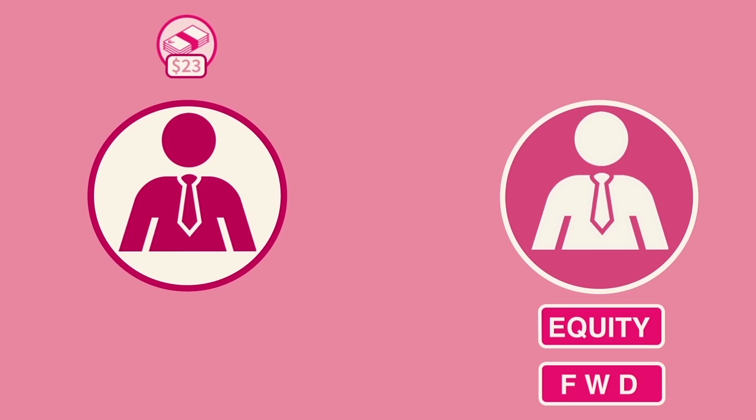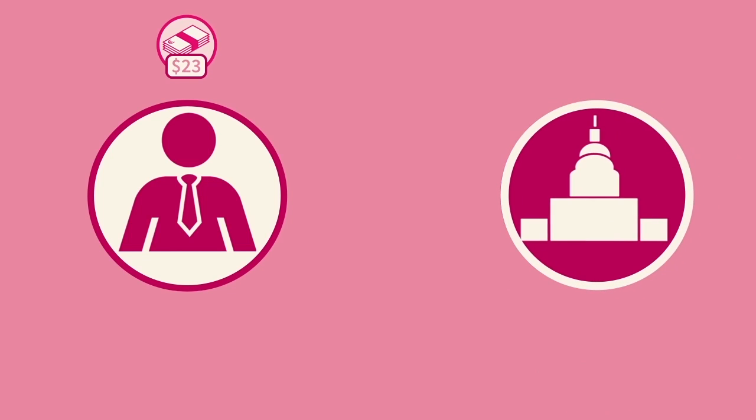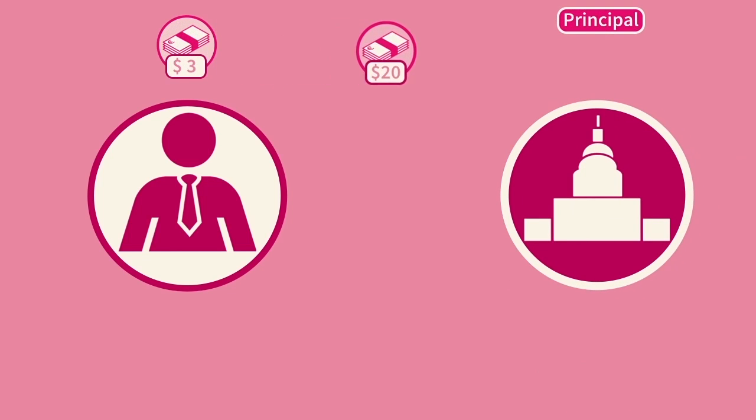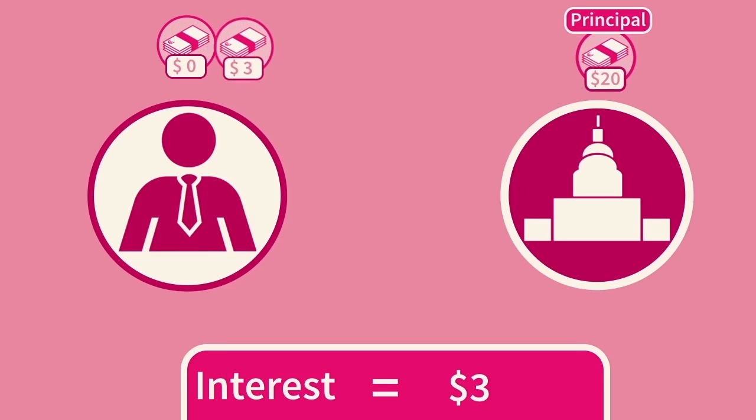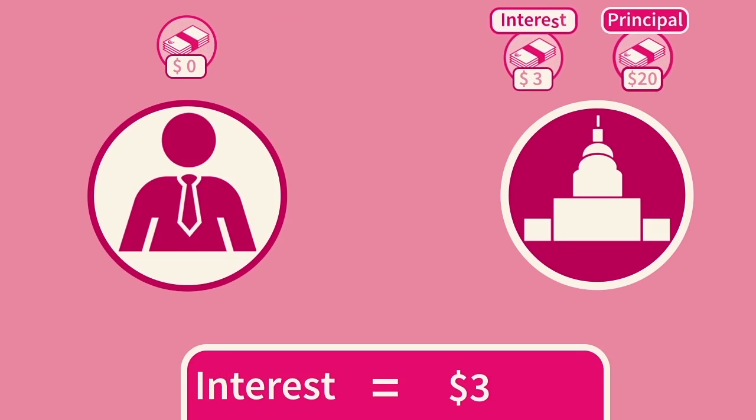Now, of the $23 we have received, we owe the $20 in principal to the lender. And we also owe interest in the amount of $20 times the rate of 6% over the course of 1 year, which is $3, leaving us with net zero. If we borrow at the risk-free rate, we will end up with nothing because a hedge portfolio will earn exactly the risk-free rate and nothing more.